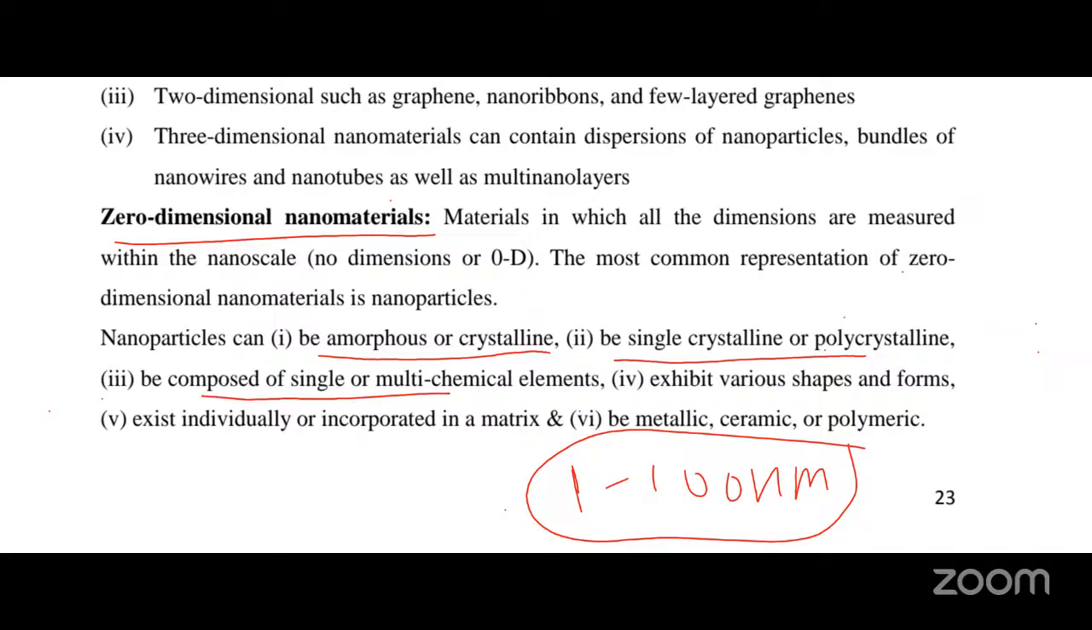It is composed of a single chemical element or multiple chemical elements. It exhibits various shapes and forms. It may exist individually or be incorporated in a matrix, which may be metallic, ceramic, or polymeric.